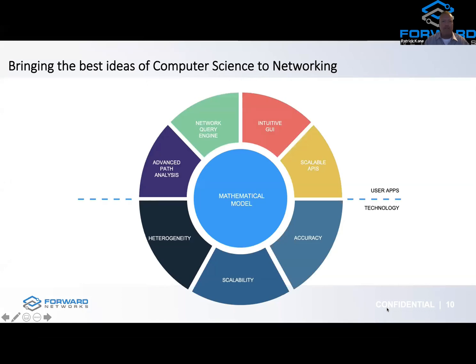Now, once you have all this, you really have the capability for the model to be accessible and consumed in a user-friendly way. Now, you can put applications on top of the model. I'll give you some examples of these applications, going from left to right. Advanced path analysis. This is where you can span both overlays and underlays. A network query engine, if you had the opportunity to query your network like a database. You have an intuitive GUI that really hides the complexity in an underlay and overlay environment. And then finally, scalable APIs to integrate with existing workflows and ecosystems.